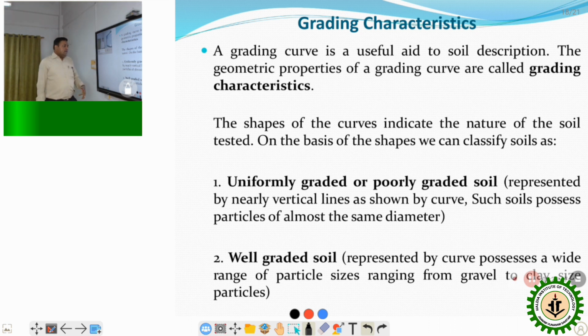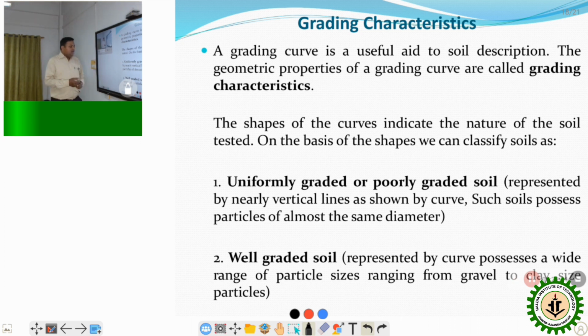That means wherever this curve is representing nearly vertical lines as shown by the curve, such soil possesses the particles of almost the same size. That means in the soil mass, all the particles have similar size. Or in other words, we can say other sizes of particles are absent.